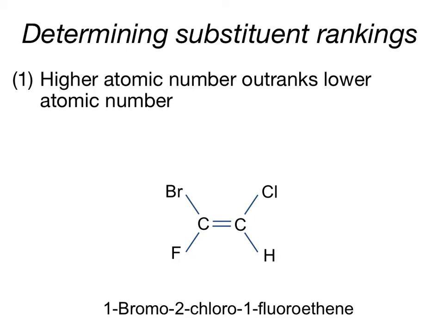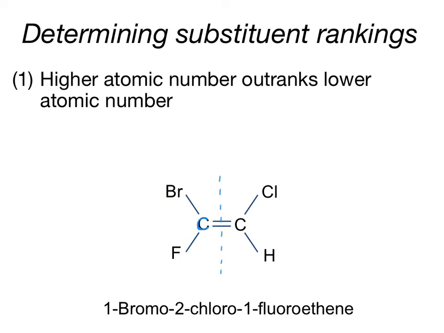We've talked about how E is when the higher ranked are on opposite sides of the bond, and Z is when the highest ranked are on the same side of the bond, but we haven't talked about how to rank them. So first things first, the higher atomic number will always outrank the lower atomic number. Now, when you rank them, you have to look at the ones that are bonded to the same carbon. Sometimes I like to draw this vertical line first to know I'm going to compare the two substituents on the left to the two substituents on the right, or the two substituents bonded to the same carbons.